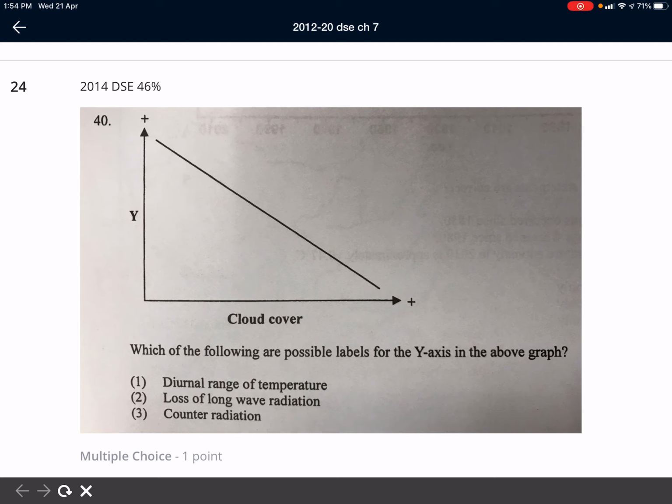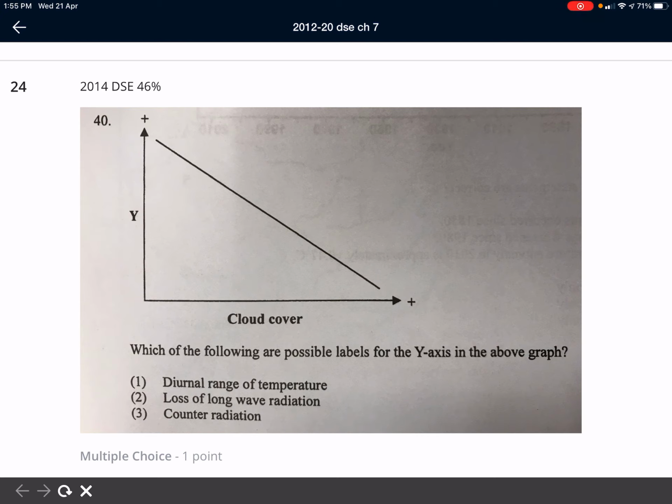Loss of long wave radiation should also be correct. It should also be in a negative correlation, because the cloud cover is just like a blanket again, and if we have a blanket, the loss of the heat will be reduced. So accordingly, number 2 is also correct.